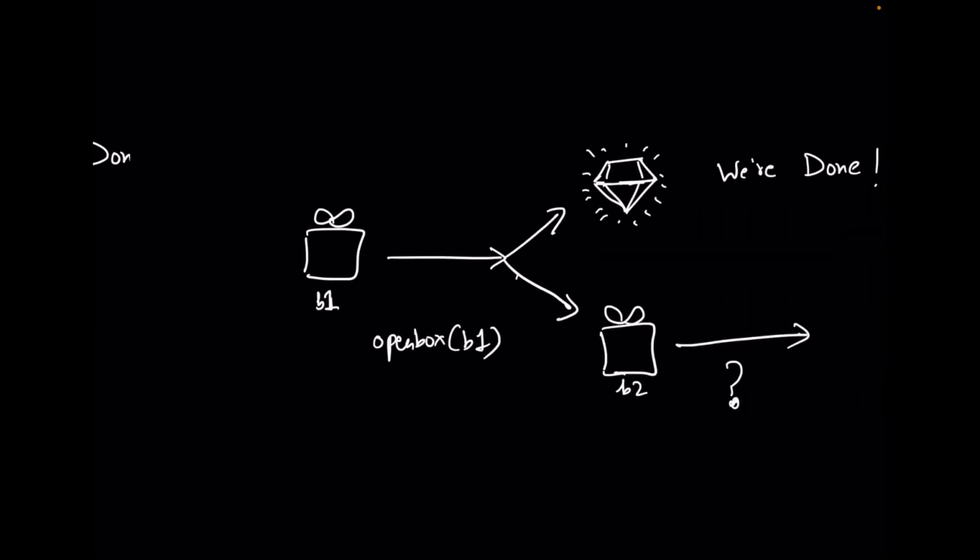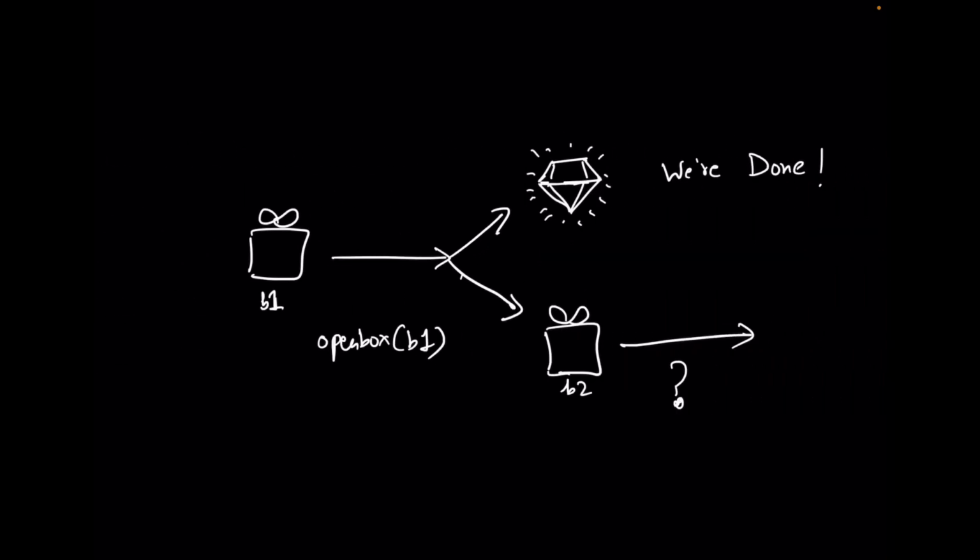What do you do in this case, right? What should you now do in this case? Well, think about it. What is it that you actually want to do now? What you want to do now is you want to finally get the gift from this B2 box, right? So you don't care about how many layers of packaging are inside this box B2. What you eventually want is to get the gift from this B2 box, right?